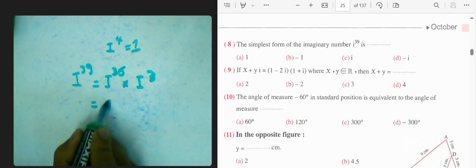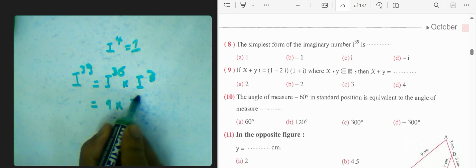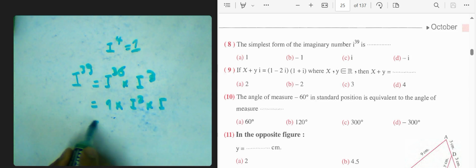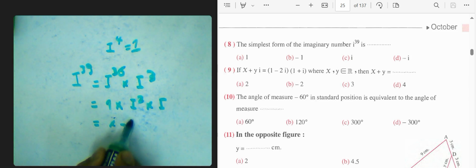So here I say i power 36 product by i power 3. I power 36 will be 1 and i power 3 will be i power 2 product by i. Then i power 2 here will be negative 1 and i, so the result will be negative i.